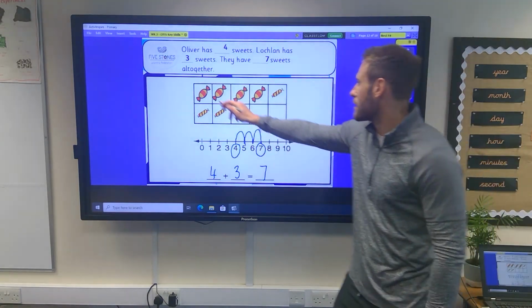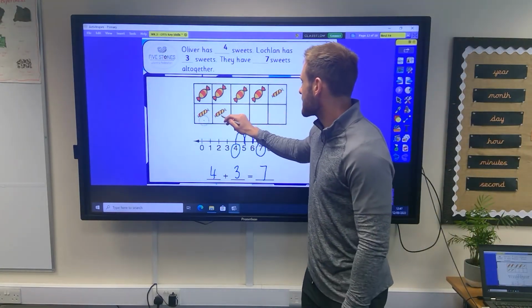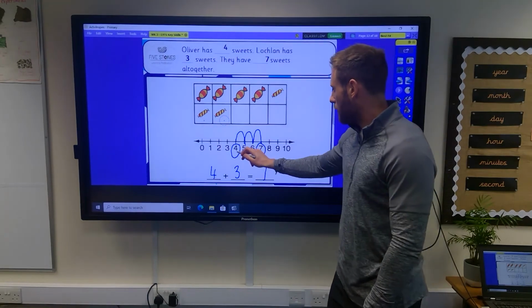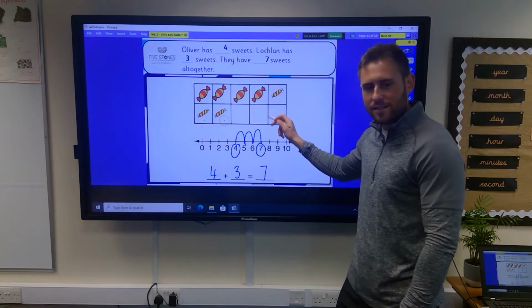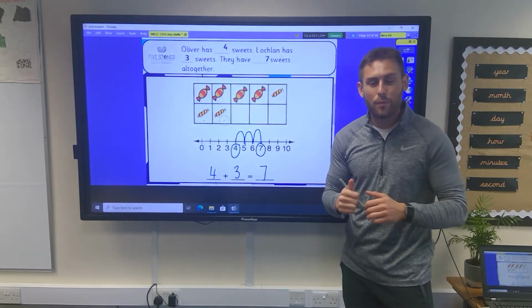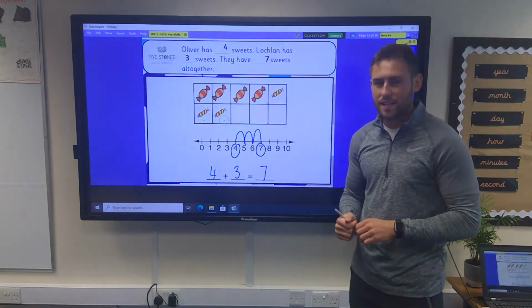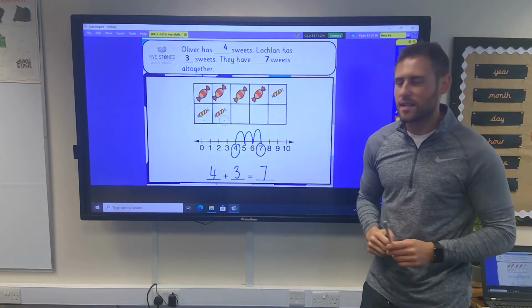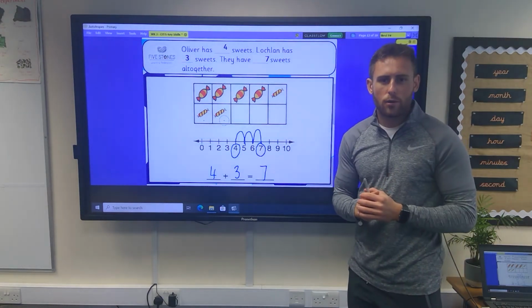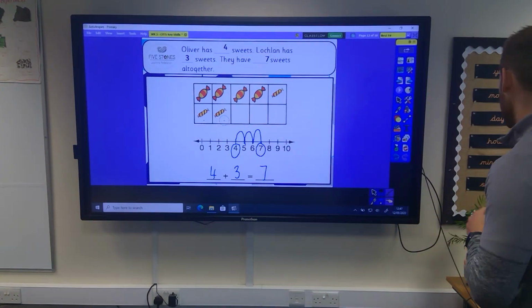Can we remember our tens frame? 5, 6, 7. 4, 5, 6, 7. We get the same answer. Fantastic. So there's lots of different ways that we can see our addition problems. Well done if you managed to spot that.